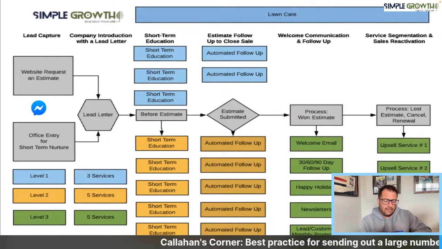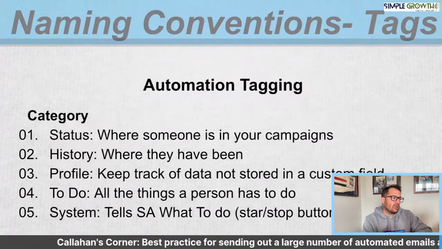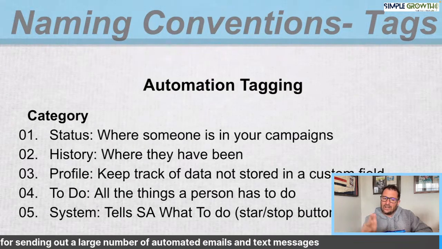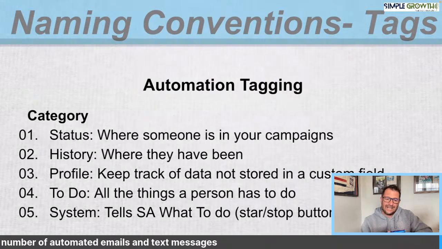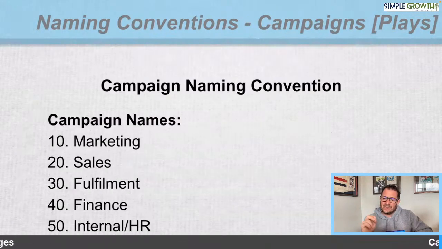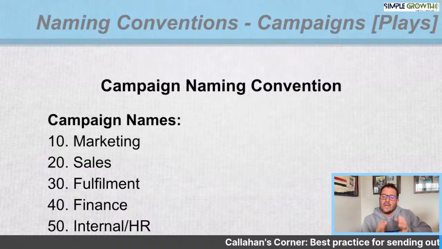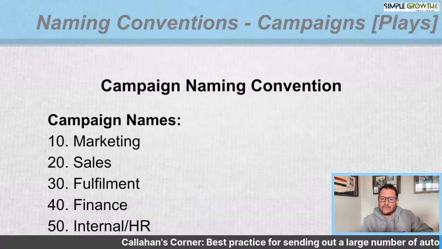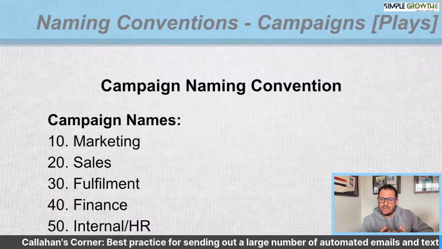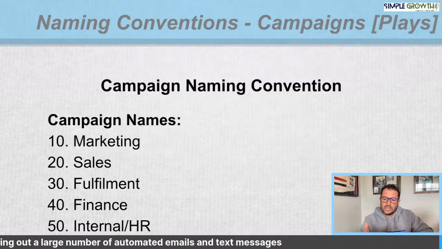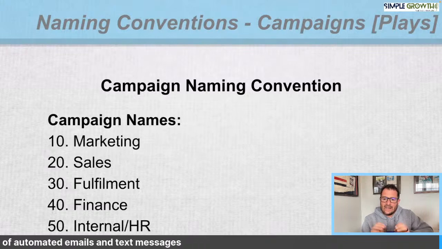So if you follow the naming conventions here, I'm going to hop back quickly just to show you. We're looking at the categories of tags: status, history, profile, to do, which if you're using SA now is tickets, and system tags. And then we want to go in and set naming conventions around the different campaigns or plays of marketing, sales, fulfillment, finance, and internal HR. Those are the keys to have a personalized but automated system that is totally turnkey, that does not revolve around the business owner or manager or owner's spouse or husband. And that will allow you to have success.